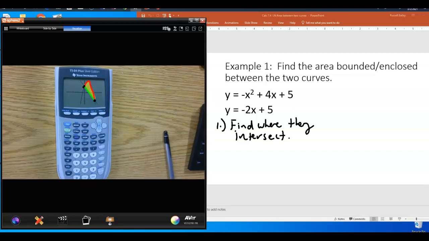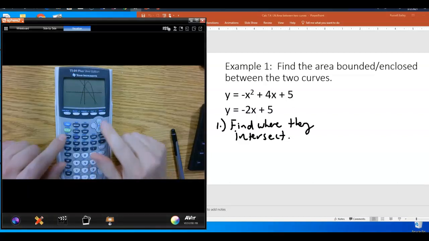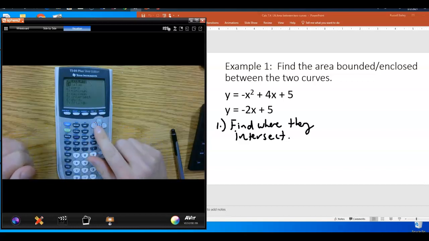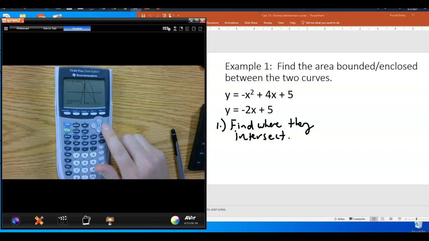Okay, so let's do that. How do we do that? We've done that before. We're going to do it again. You're going to push math. Actually, no, I take that back. You're going to push second. My bad. Second. And then you can push calc. And you're going to go down to number 5, or you could just press 5 to where it says intersect. And basically, you just put your cursor as close to where they're crossing as possible. And just push enter 3 times.